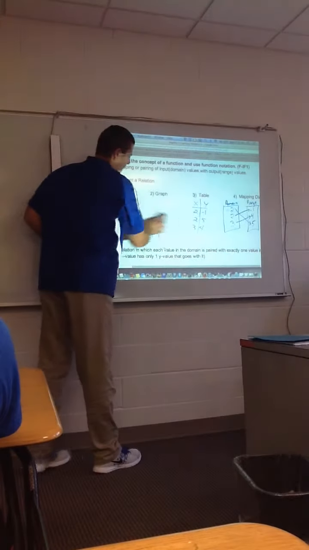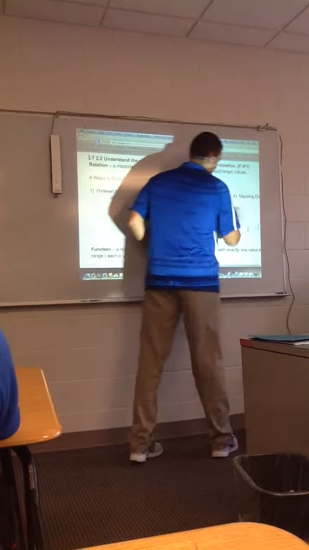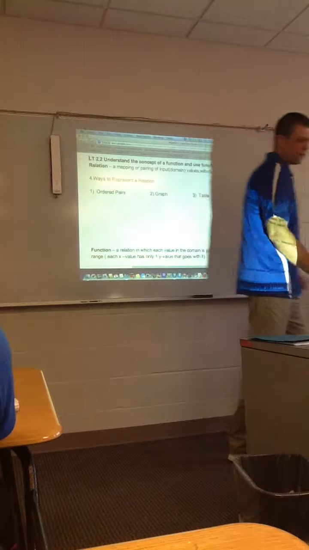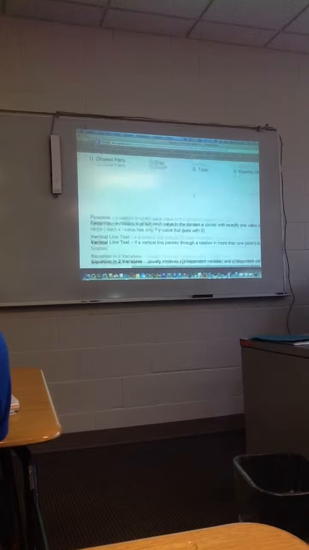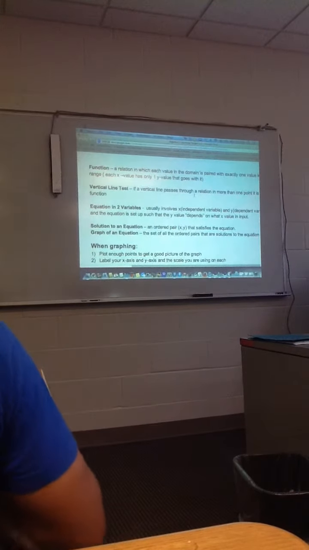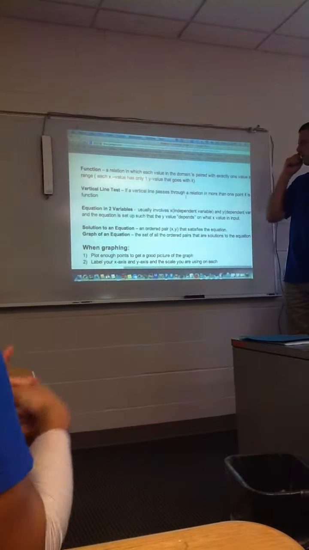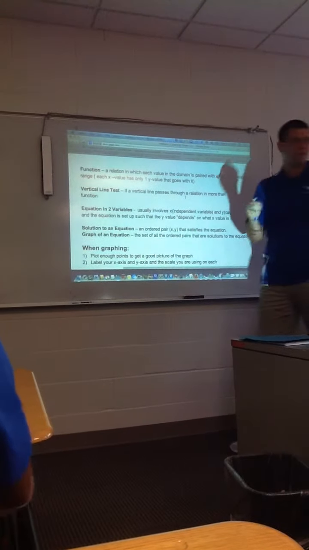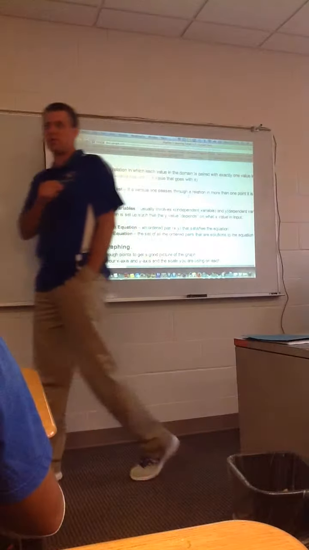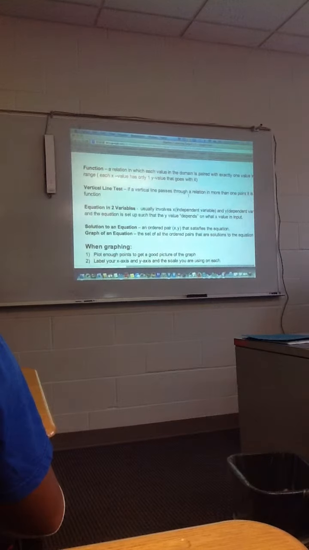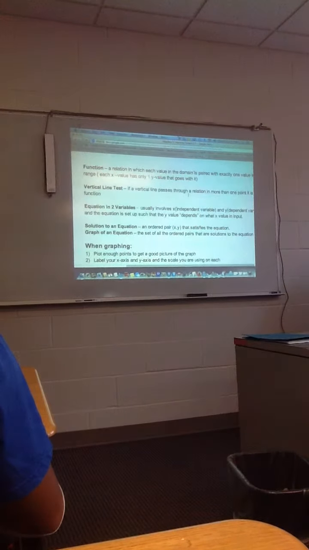Next keyword is a function. A function is a relation in which each value in the domain is paired with exactly one value in the range. Or in other words, every x value has only one y value that goes with it.